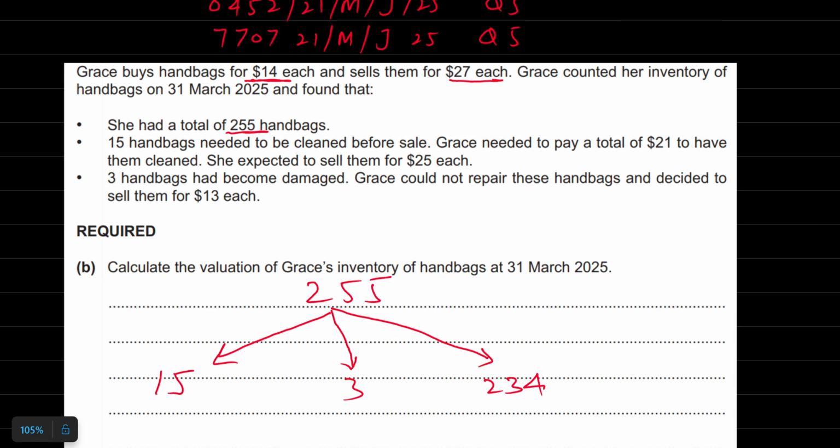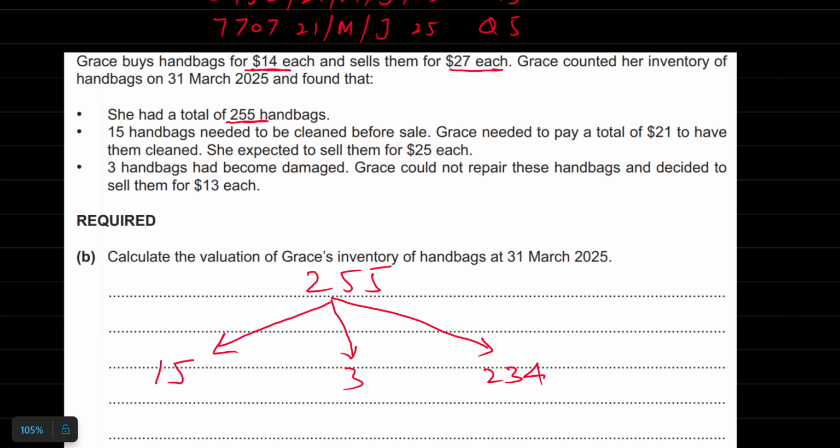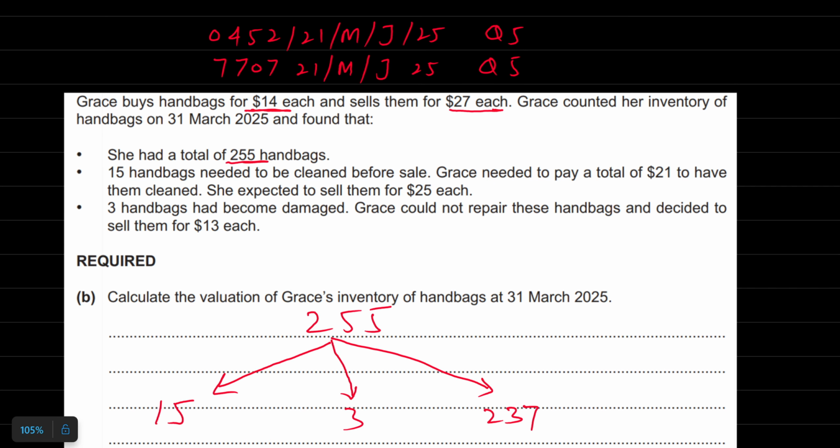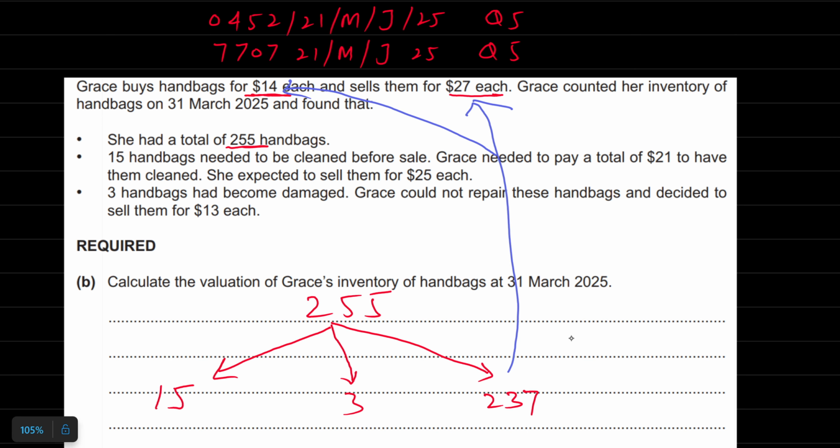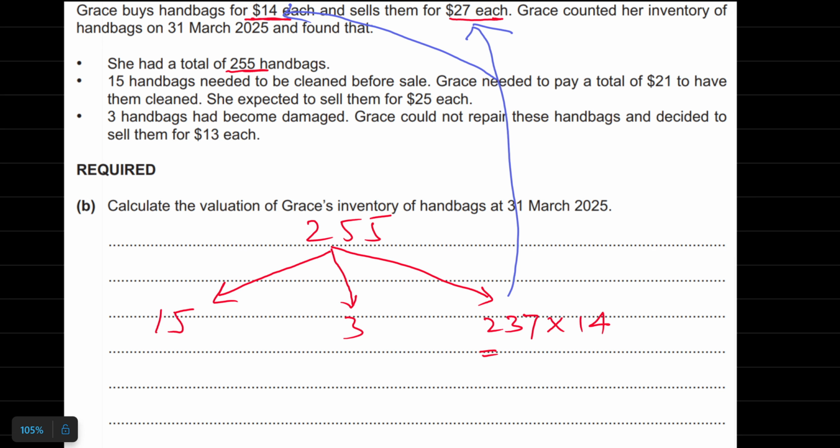Now let us have analysis of each condition of bag. Students, 237 bags are in good condition, and for these 237 bags, net realizable value is 27 and the cost is 14, and the lower value is 14. So we will record it at 14 each. So the value of these 237 bags will be 237 multiplied by 14, that will be 3318.